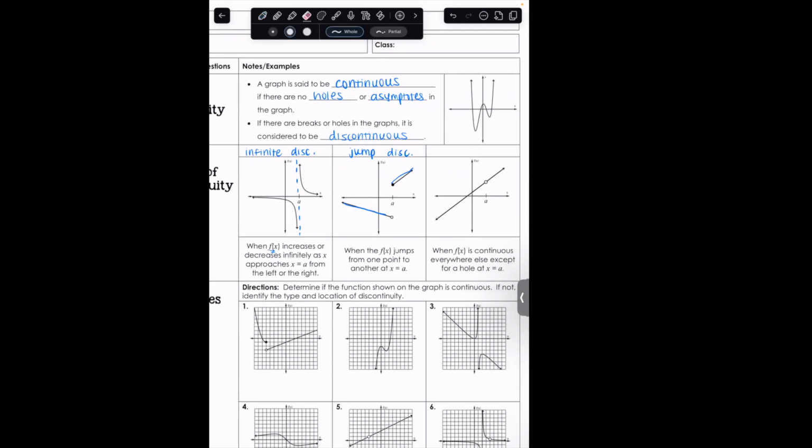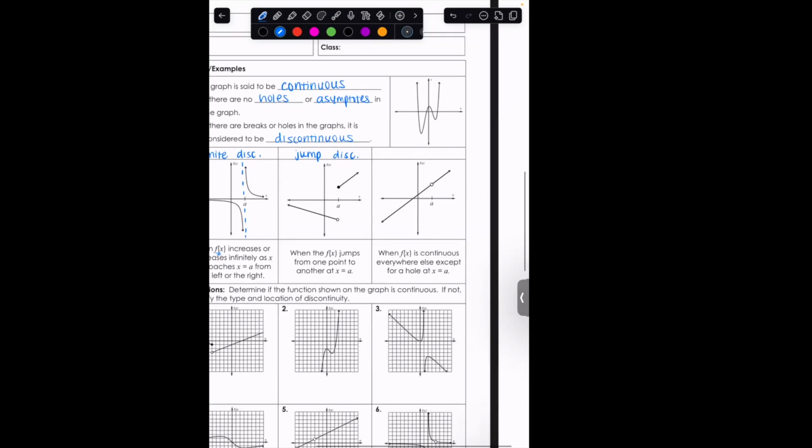Important to note here that this is only a function if these are not both filled in, right? So if this is filled in, that means the function value exists here, but does not exist here. If both of these were complete filled in circles, then it would not technically be a function. All right, and then our last type of discontinuity is called a removable.